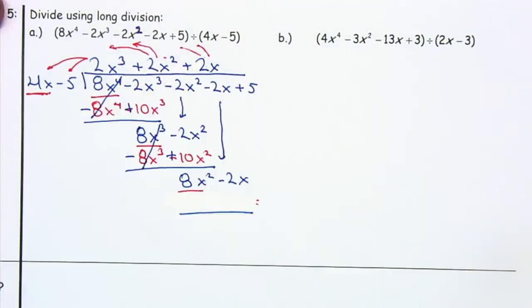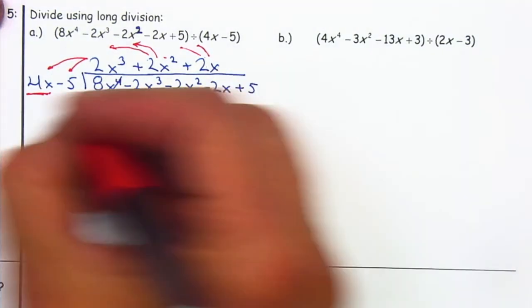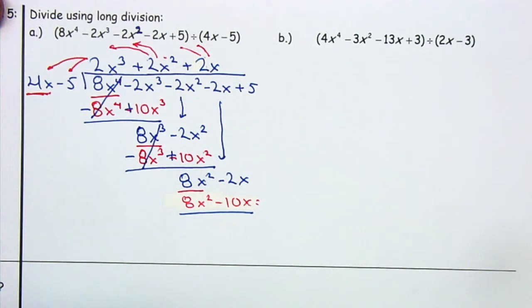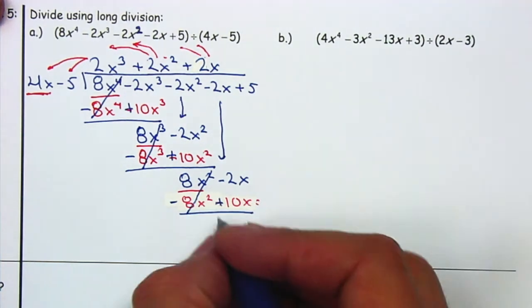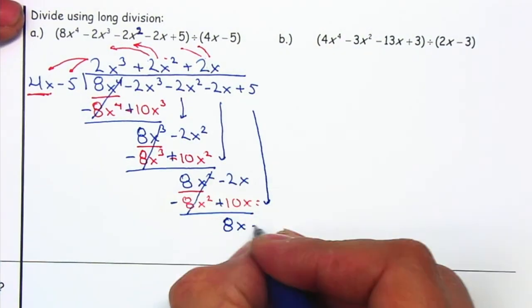So 2x times what is 4x squared? That is 8x squared. 2x times negative 5 is negative 10x. Change the sign, so this becomes a negative, this becomes a positive. Do you guys catch that? That cancels. So I have 8x and bring down the last number, which is positive 5.